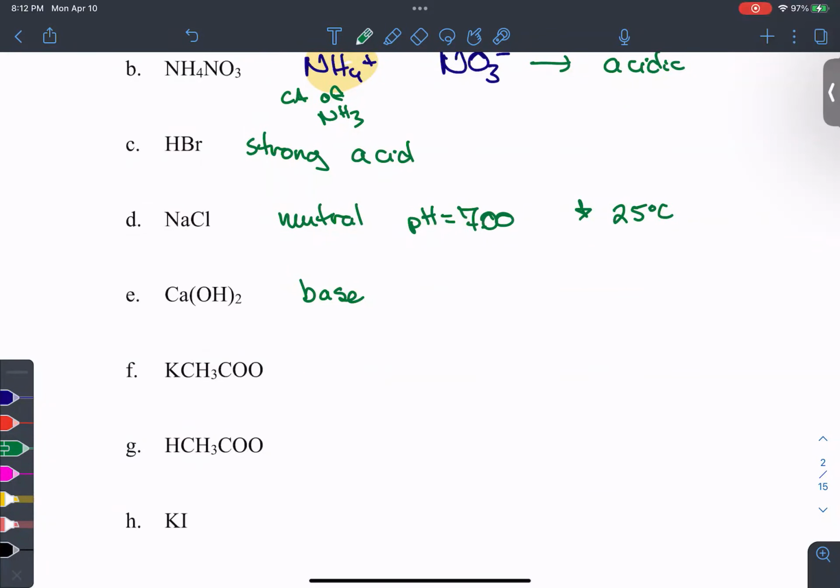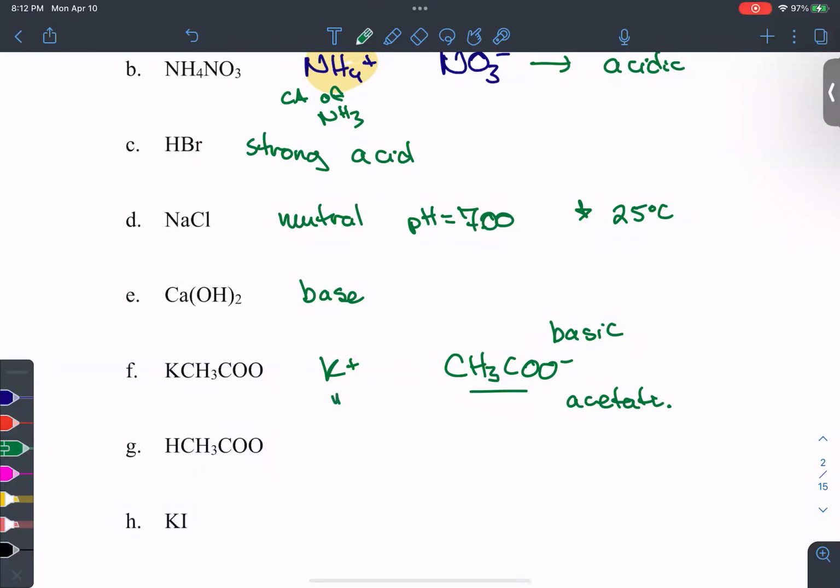This is another salt, so separating it into its components here, we have K plus and CH3COO minus. Yeah, this is going to be basic because that CH3COO minus is actually acetate. Acetate is the conjugate base of acetic acid. Acetic acid is an acid, so therefore acetate will be a weak base. Great. K plus, does K plus contribute anything to the pH? No, it's neutral because KOH is a strong base, so it's a neutral salt.